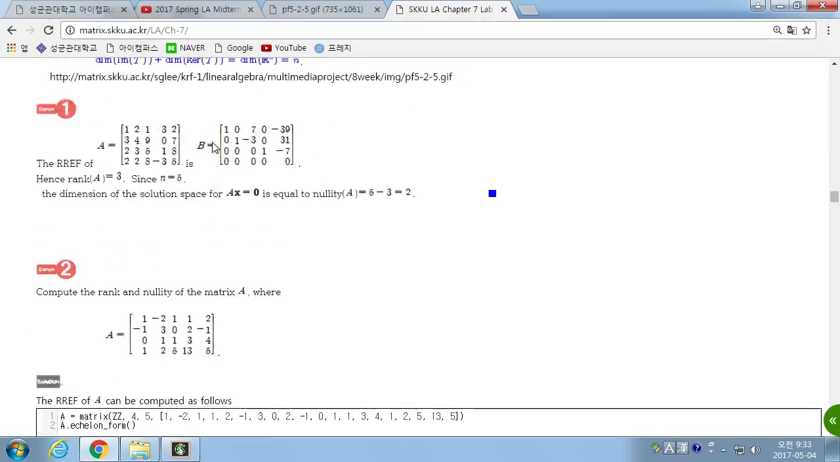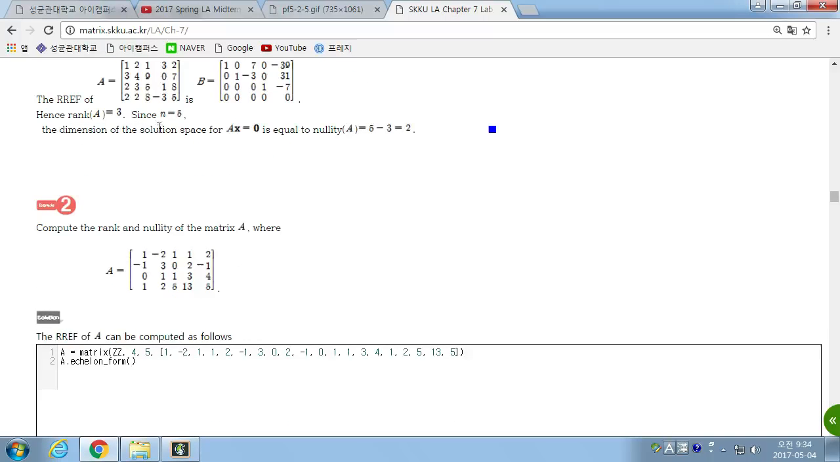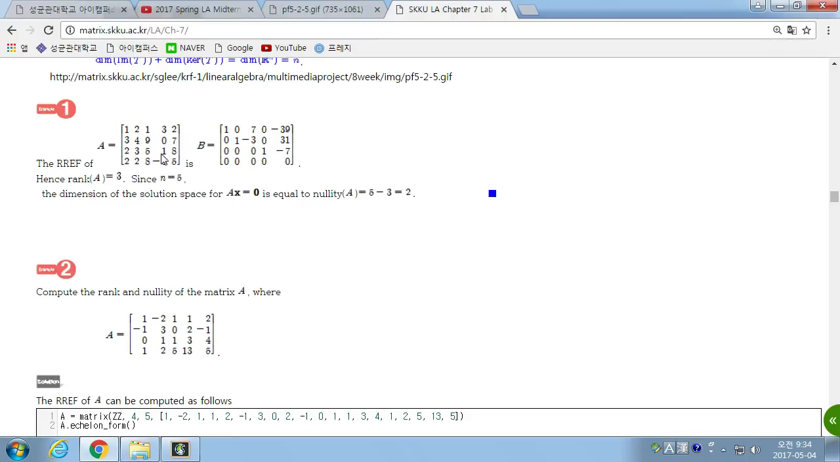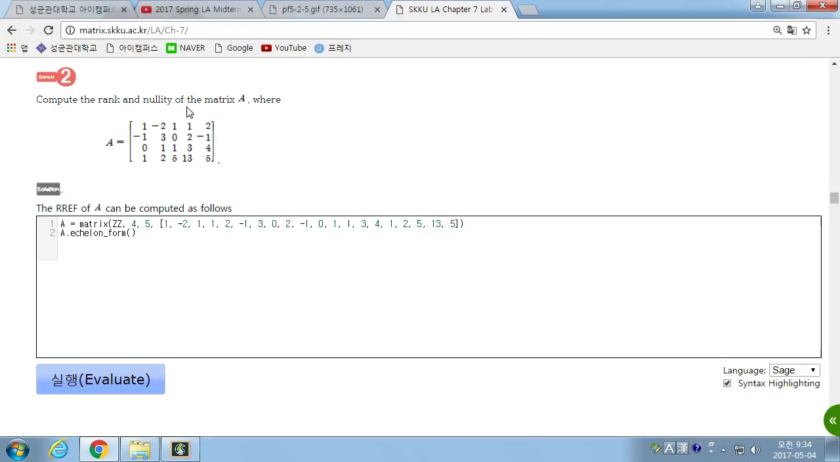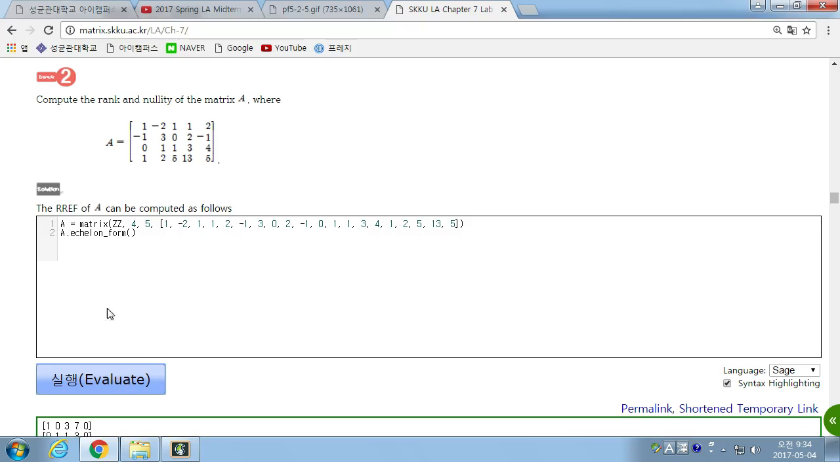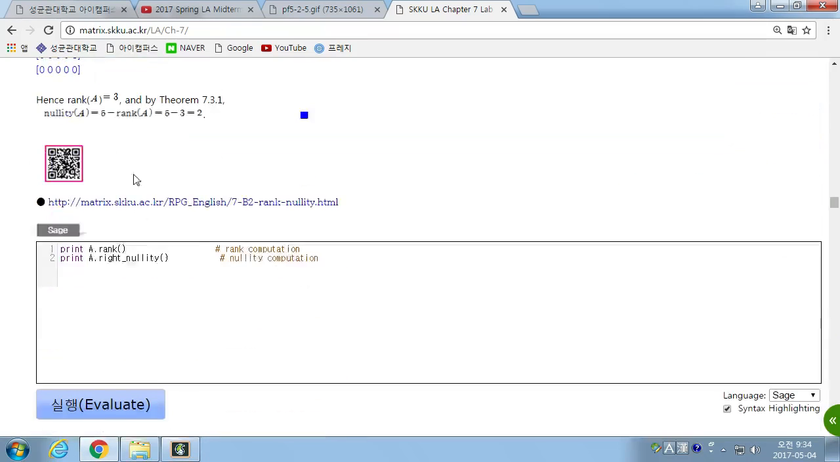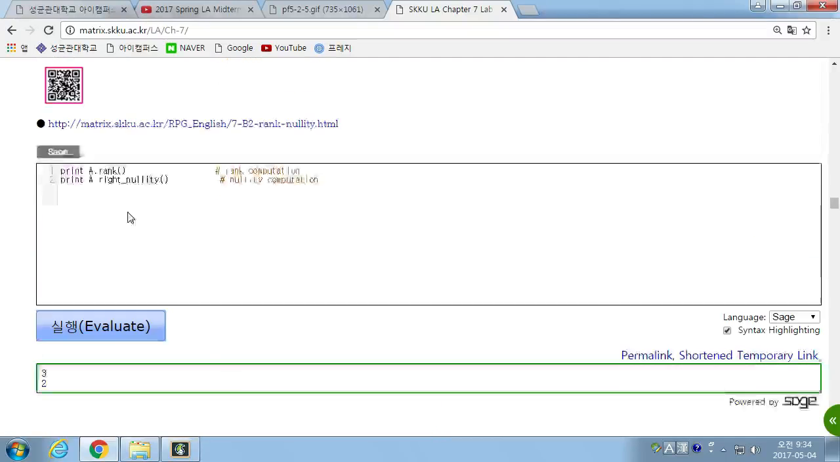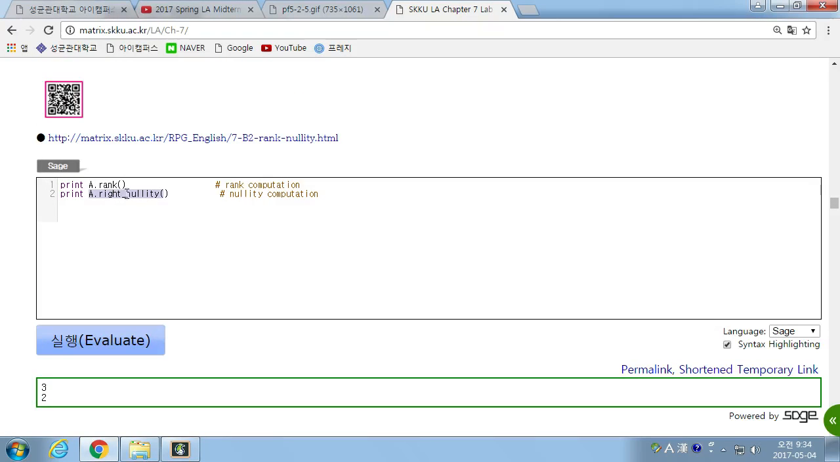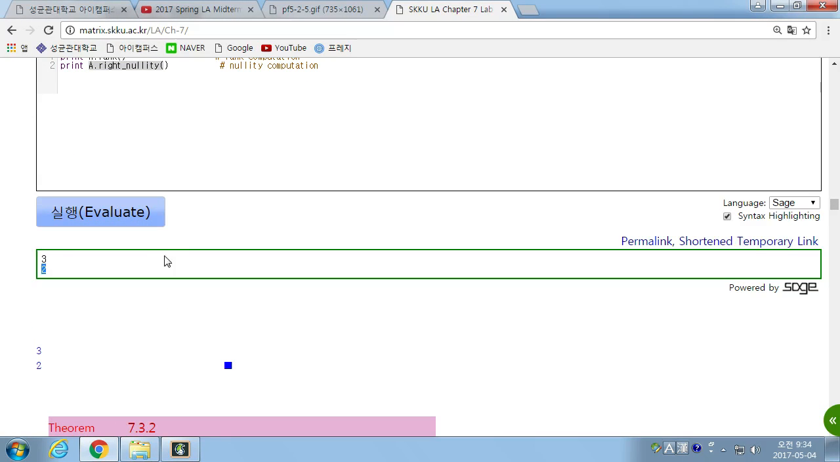Anyway, if you have a matrix A like this, then the rank of A is 3, and we have 5 columns, so the nullity should be 2. If this is the matrix, then we can think of the RREF, where we have 1, 2, 3 non-zero leading ones, so we have 2 free variables. So the rank is 3, and the nullity should be 5 minus 3, which is 2. If you find the nullity, then we can check that our conjecture is right.